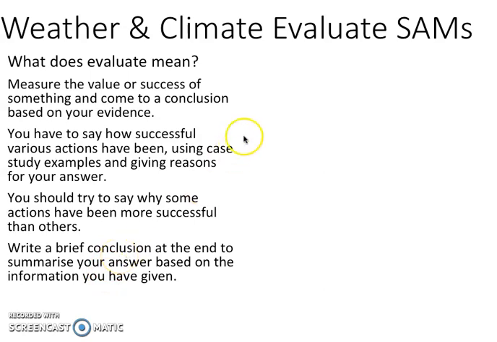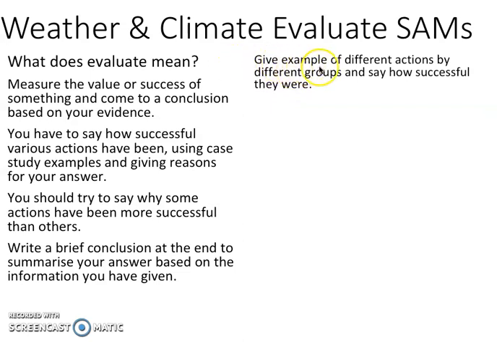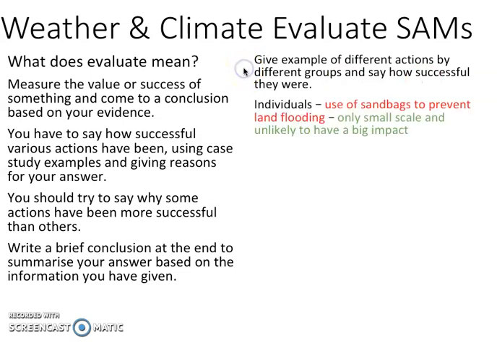So if we look at what kind of information you could include here, well, what we're looking at giving examples of the different actions and by different groups of people and say how successful they were. So we could start looking at what could individuals do. Well, individuals could use sandbags to prevent the land flooding. So the use of sandbags would be the response, and preventing the land flooding would be the impact of the tropical cyclone. Now in green we can see the evaluation.